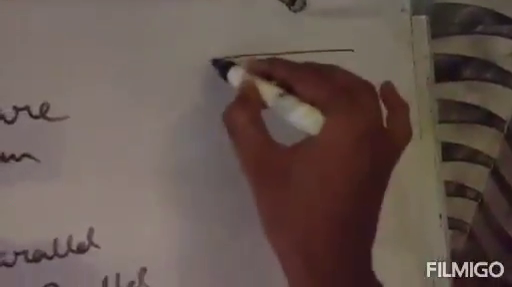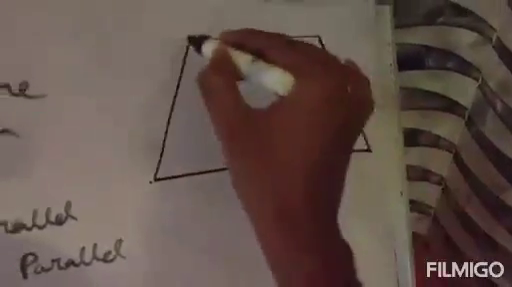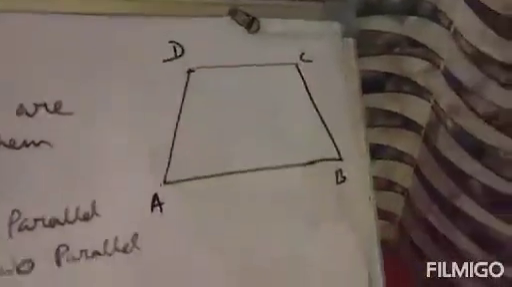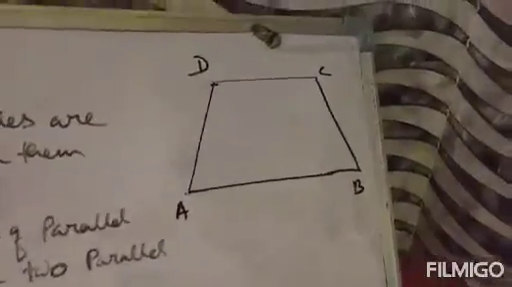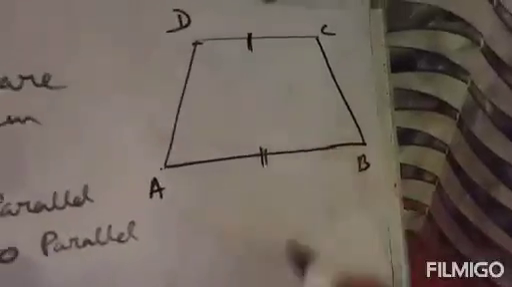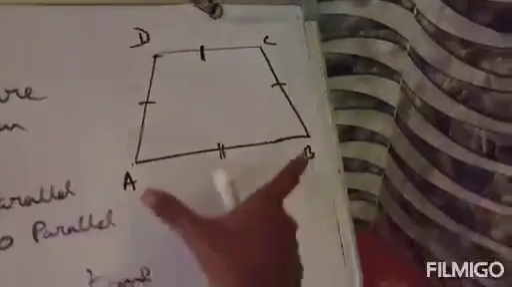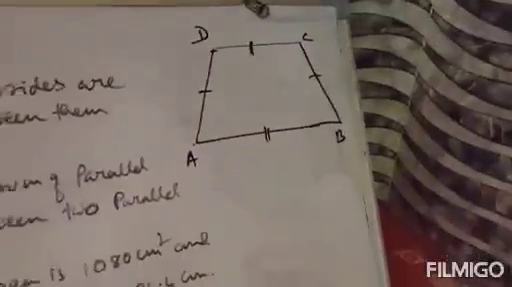Now what is a trapezium? It is a quadrilateral having 2 parallel sides and 2 non-parallel sides. Suppose this is a trapezium, a quadrilateral with vertices A, B, C and D. That means 2 sides are parallel and 2 sides are non-parallel. These 2 sides are the parallel sides, and these two are the non-parallel sides, and this side is bigger than this side. That means AB is greater than DC in length.